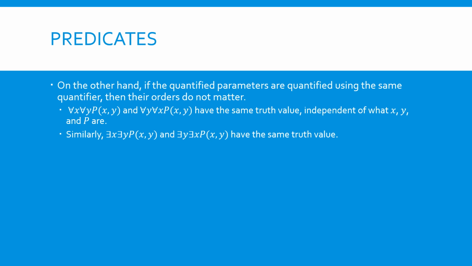For different parameters that are quantified with the same quantifier, their orders do not matter. For example, the statement for all x, for all y, such that P(x, y) is equivalent to the statement for all y, for all x, such that P(x, y). Similarly, the statement there exists an x and there exists a y, such that P(x, y) is equivalent to the statement there exists a y and there exists an x, such that P(x, y).